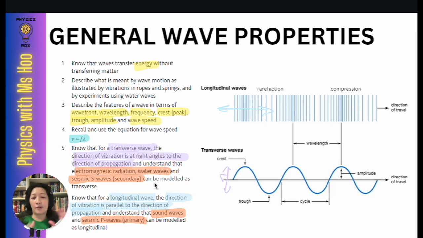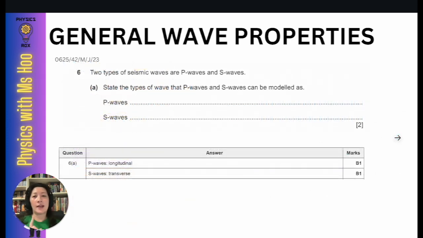but it's not a priority right now because, as mentioned, you only need to know whether they can be modeled as transverse or longitudinal. So, for example, if we look at a past year question, taken from paper 4 variant 2 of the summer 2023 paper, the only thing they really test you on is to state whether the P waves and S waves can be modeled as which type. So the answer for P waves: longitudinal. S waves: transverse.